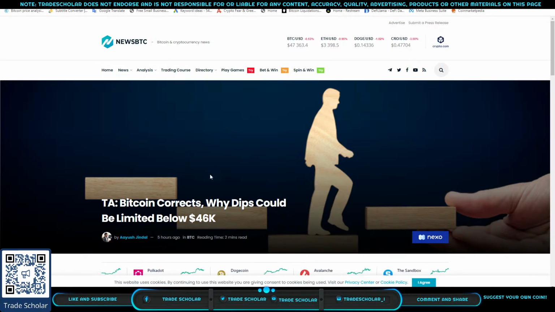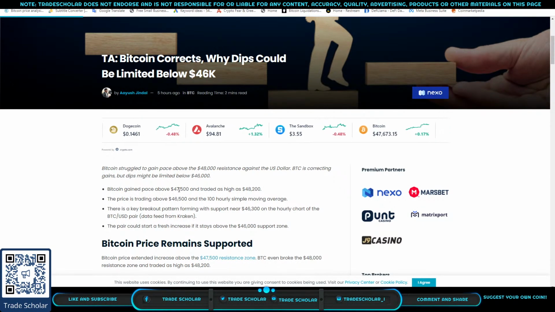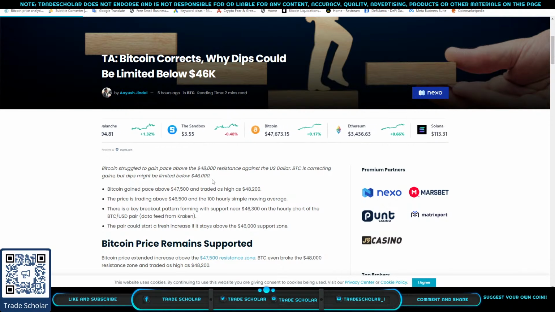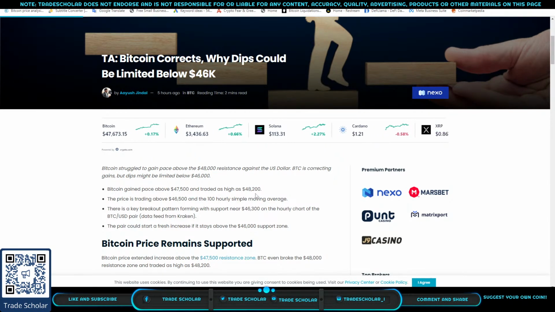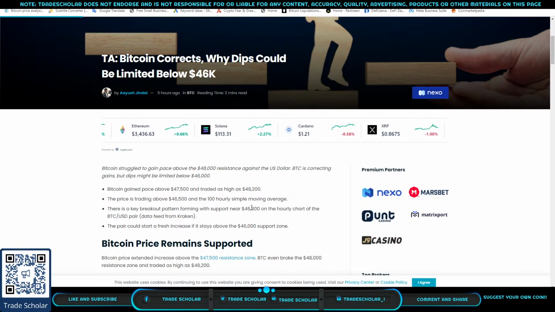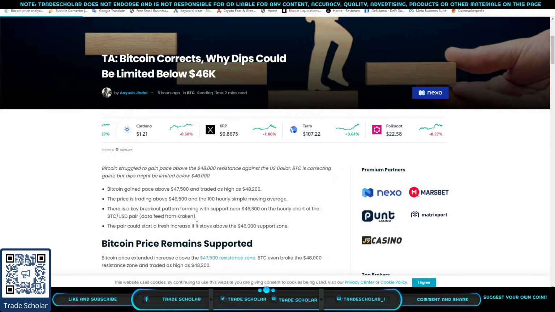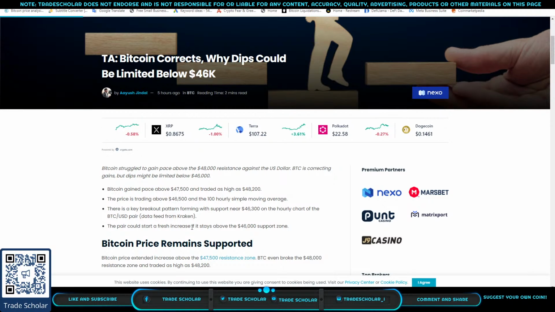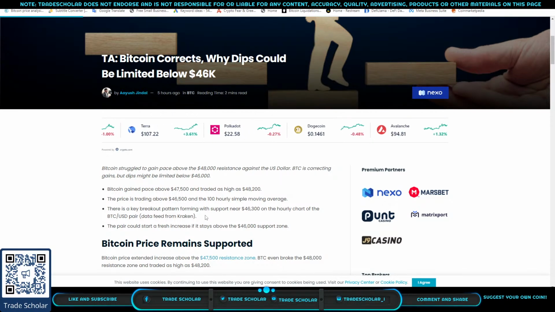The dip is limited below 46k. Bitcoin stayed above 47.5k and traded as high as 48.2k. The price is trading above 46.5k and the 100 hourly simple moving average. There is a key breakout pattern forming with support near 46,300 on the hourly chart of the BTC pair, data feed from Kraken. The pair could start a fresh increase if it stays above the 46,000 support zone.